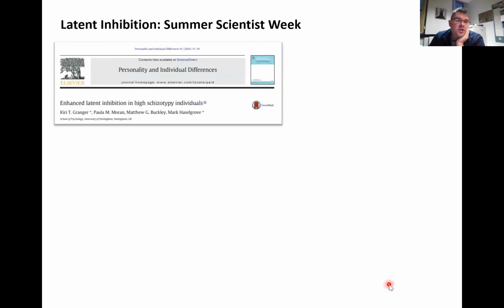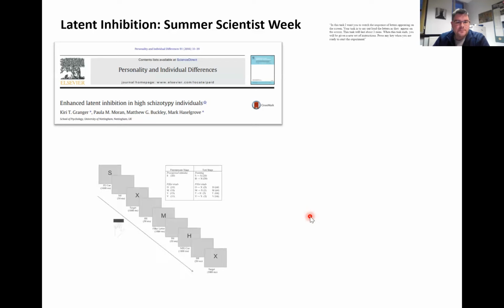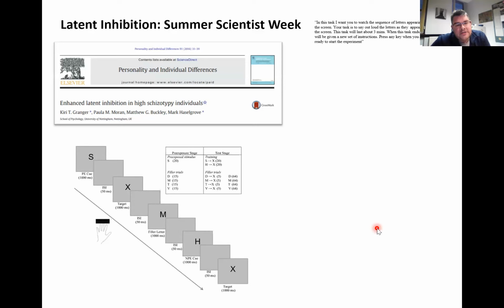The task that we used to investigate latent inhibition is one that we've used and other laboratories have used in recent years. It's a letter prediction task. We've used it to look at the relationship between latent inhibition and schizotypy, on the basis of studies that have looked at latent inhibition and schizophrenia. But the task in and of itself is quite useful for investigating latent inhibition in a number of contexts. And I'll spend just a little bit of time going through the task so that you can get a bit of an understanding of what we're measuring and what we're looking at.